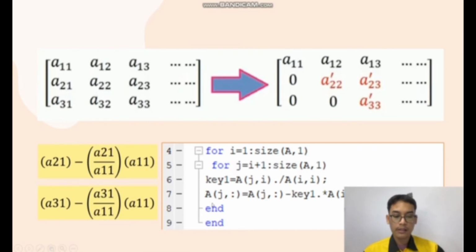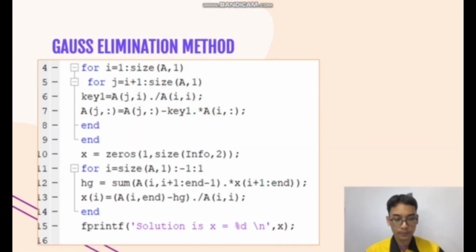So this is the formula that we use to get the new value for each A21 or A31, also for A22 and A33 and so on. So we have done with the loop here.